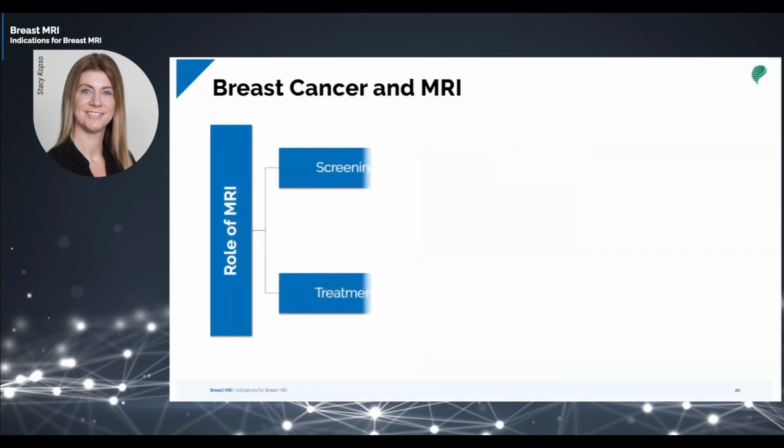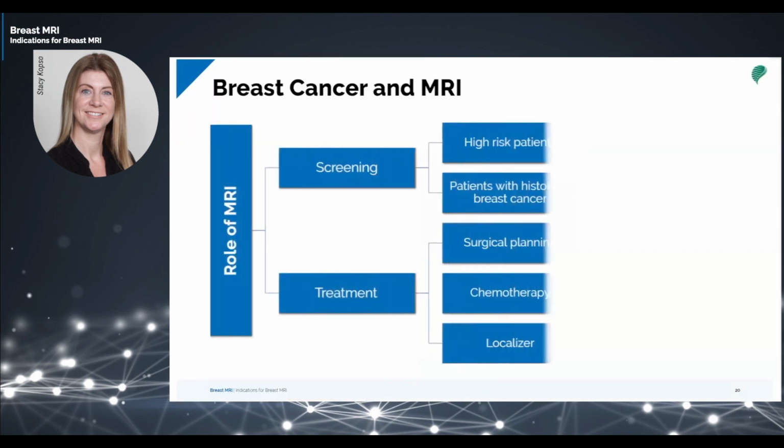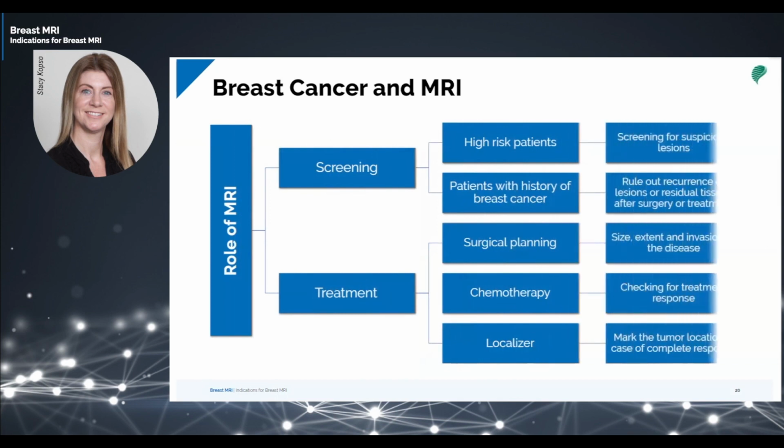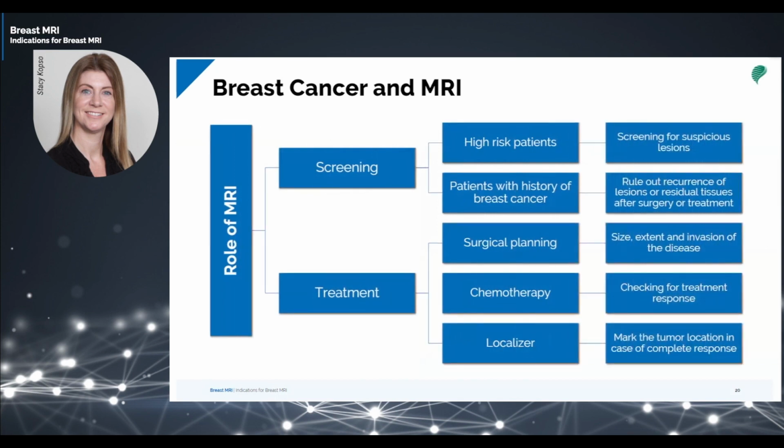Now let's discuss breast cancer and MRI. There are many indications for breast MRI in the breast cancer journey of patients. They can be categorized into two main groups. First is during the screening stage. Screening could be of high-risk patients needing routine MRI to check for suspicious lesions, or patients with a history of breast cancer needing MRI to check for recurrent lesions. Sometimes MRI is done after surgery or treatment to check for residual malignant tissue.